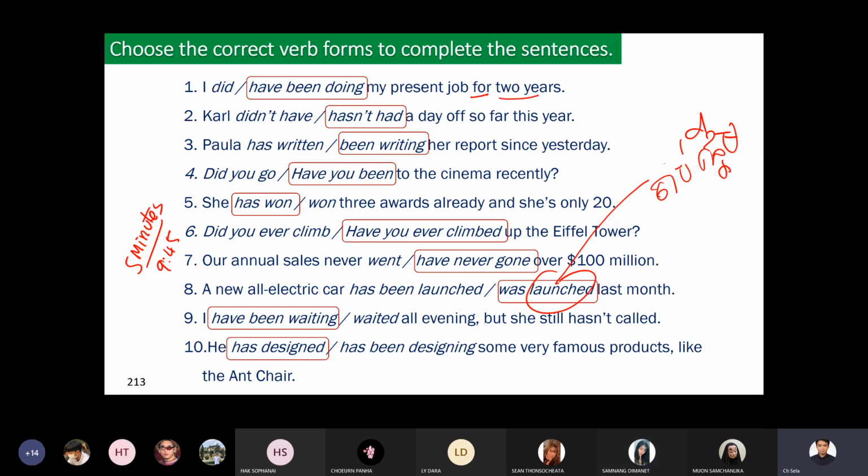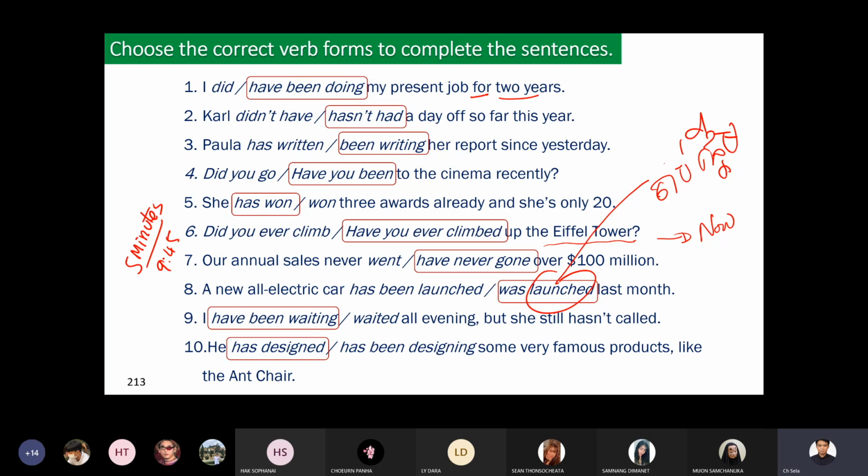Because you have to look at the question, climb up the Eiffel Tower here. They talk about since you were born up to now. Number 6, they ask you the general question: since you were born up to now, have you ever climbed up the Eiffel Tower? Not, did you ever climb up the Eiffel Tower last year, last month, yesterday? No, right? No specific time. They talk about your lifetime here, so it must be present perfect.